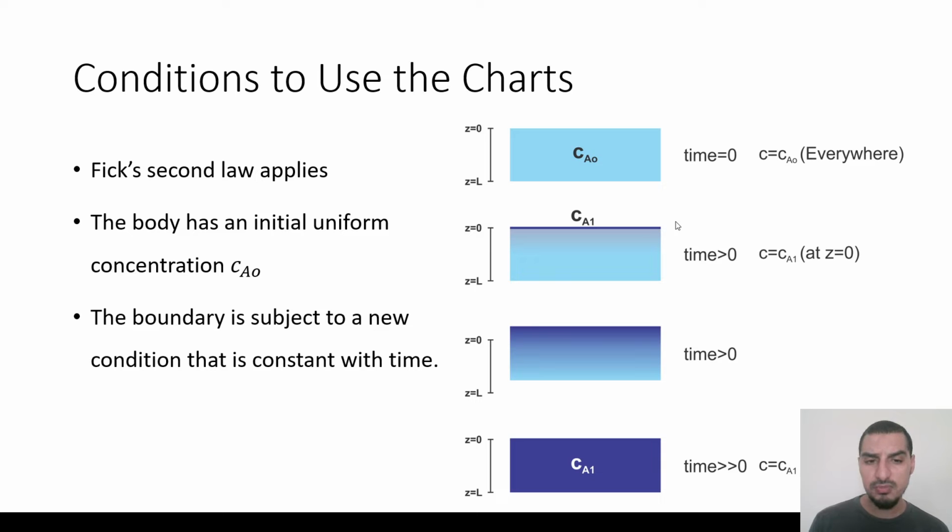As the diffusion process proceeds, the concentration starts to change, maybe increasing or decreasing depending on the direction of diffusion, but it's gonna change in this direction. And at a very long time, C_A equals C_A1 everywhere. So these are the conditions that we have. The boundary condition starts here at C_A1, this is at C_A0, and then diffusion will proceed. These are the conditions for using the charts. If you have different boundary conditions or a different initial condition, then you cannot use the charts. So you have to make sure that these restrictions are valid for the boundary conditions, the initial condition, and the equation itself.